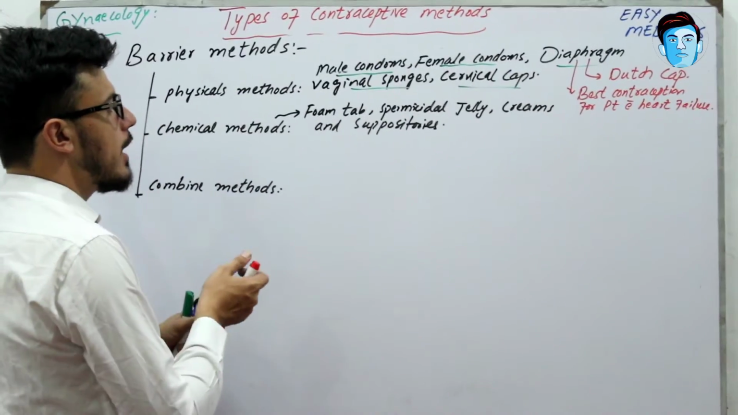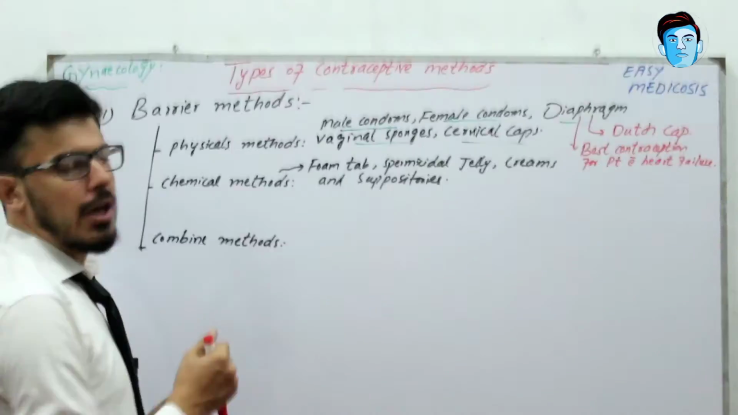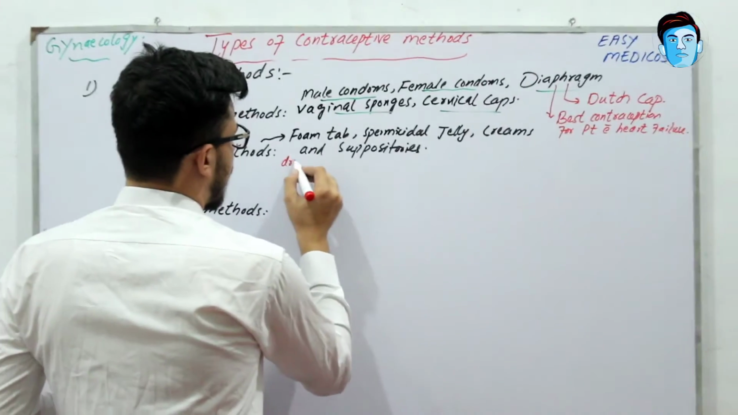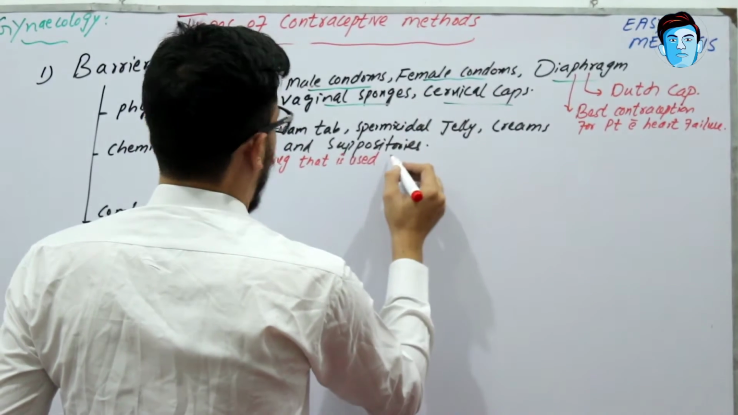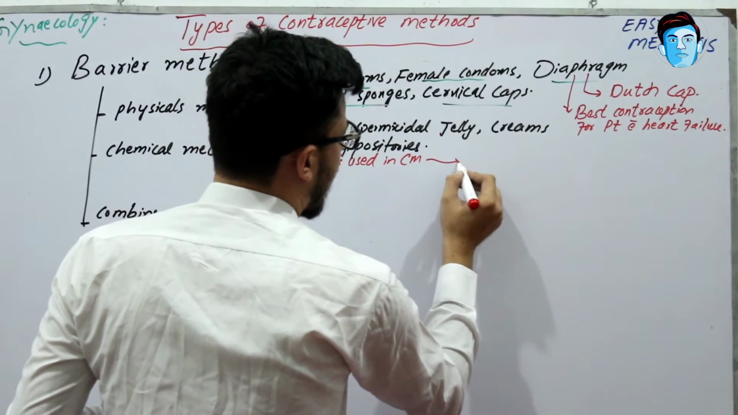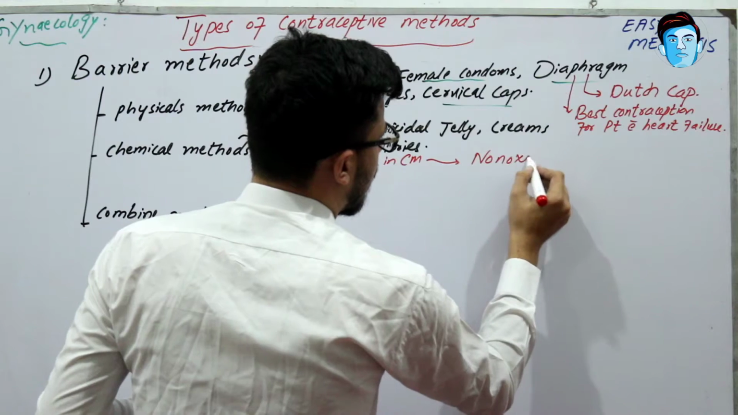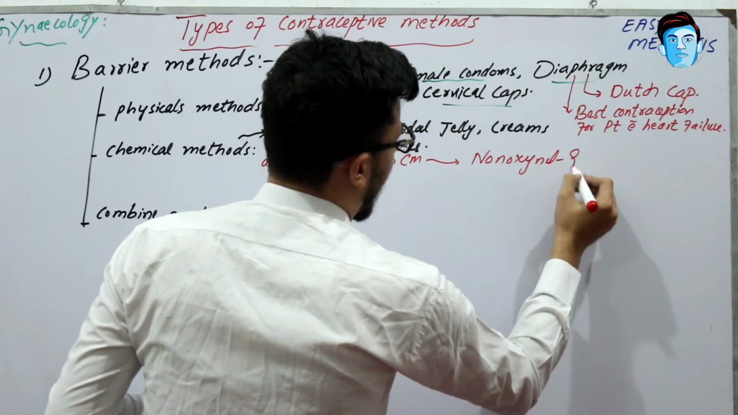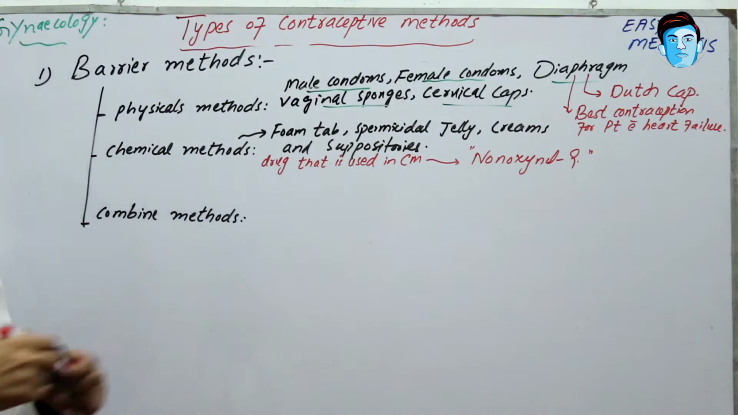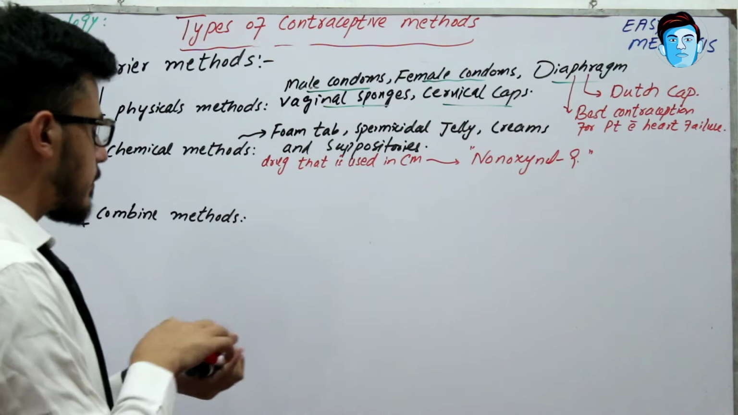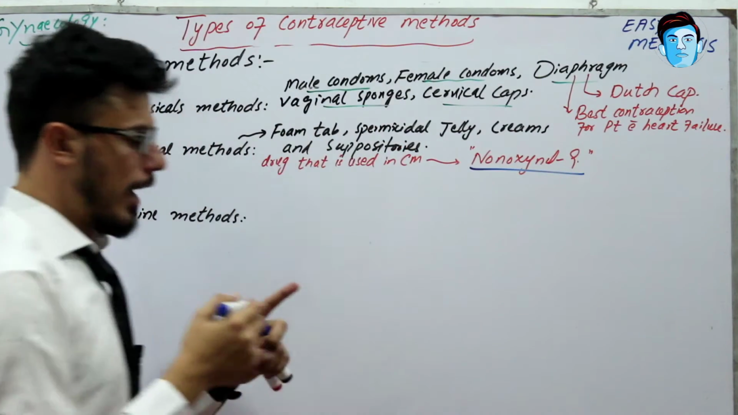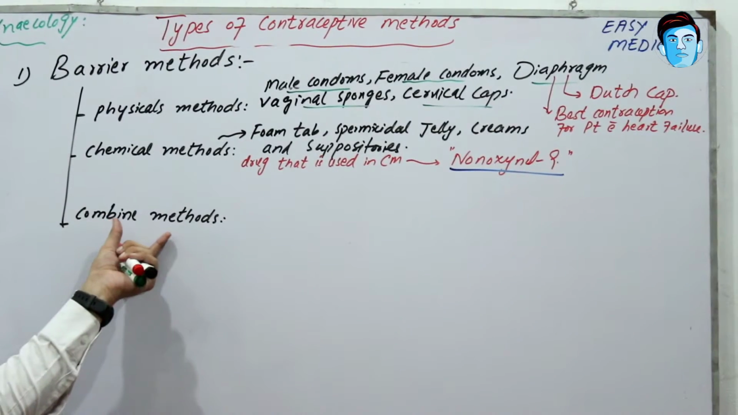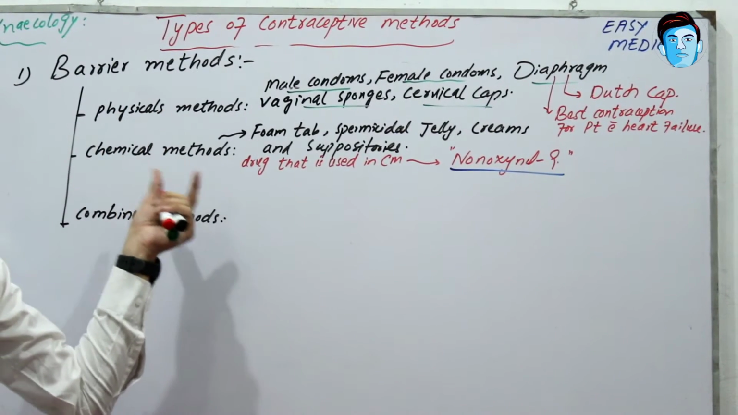Now the important point is what is the drug that is used in chemical method. The drug that is used in chemical method is nonoxynol-9. So please don't forget this. That is nonoxynol-9. So it is important.